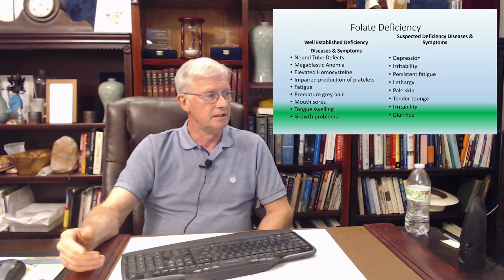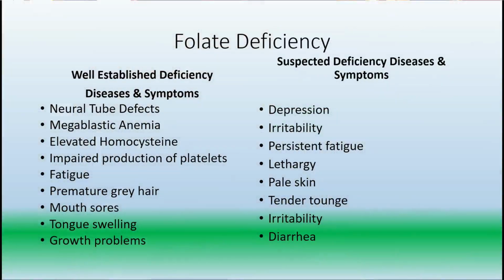Diagnostic criteria for folate deficiency is a megaloblastic anemia that you can actually see under a microscope if you look at the red blood cells. Elevated homocysteine appears earlier than the megaloblastic anemia, but elevated homocysteine is an indicator that something's not right with this methyl metabolism. Impaired production of platelets in the blood, fatigue, low energy, premature gray hair. As you get more serious, mouth sores and tongue swelling, and growth problems. These are all well-established deficiency diseases and symptoms.